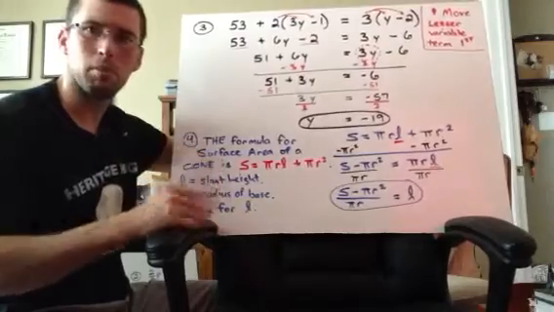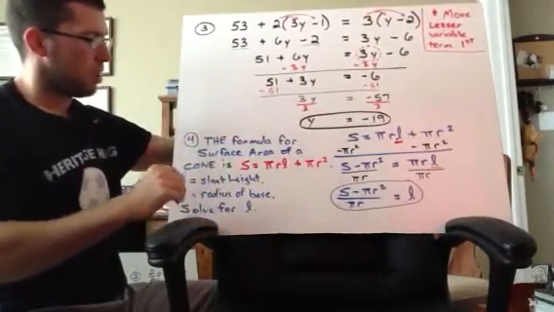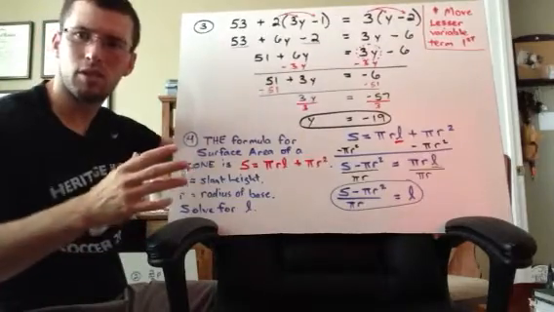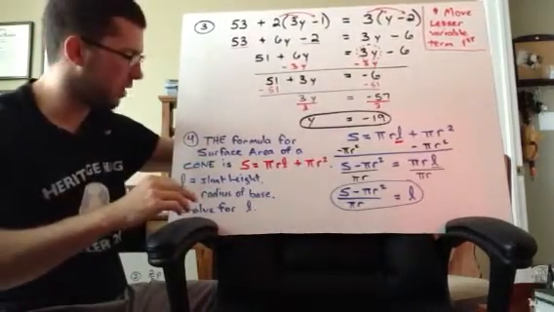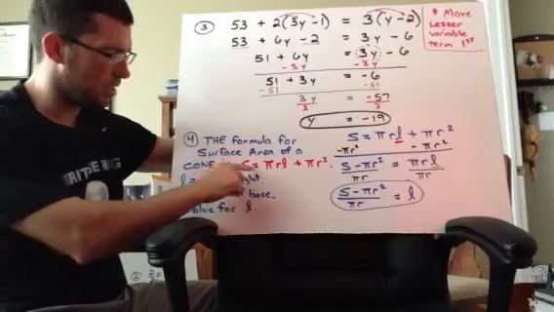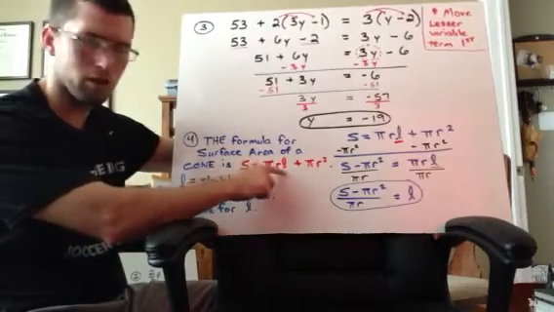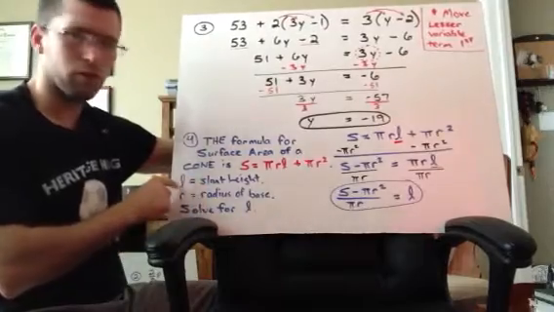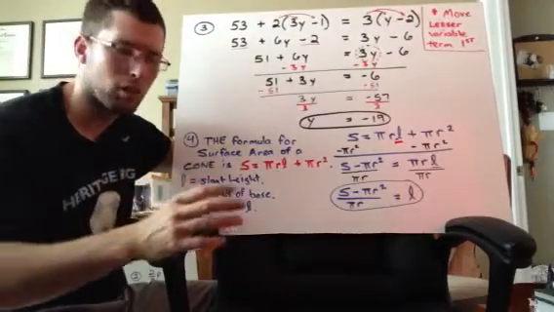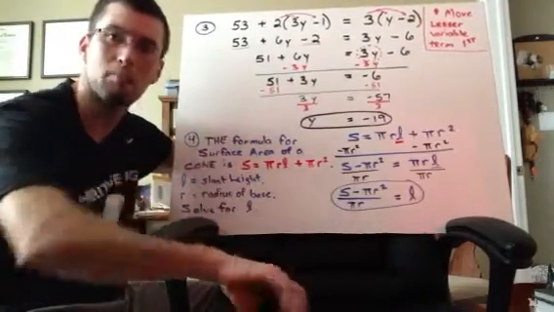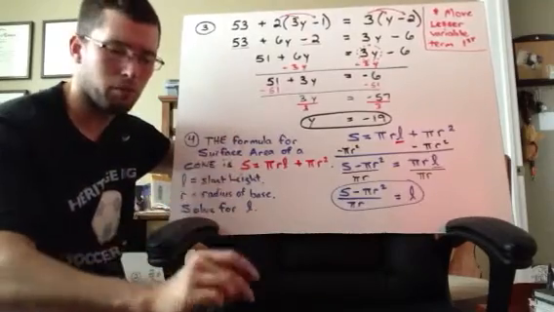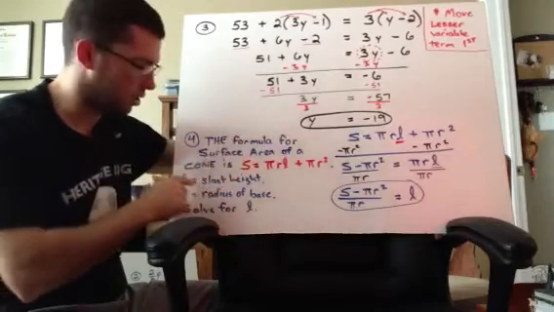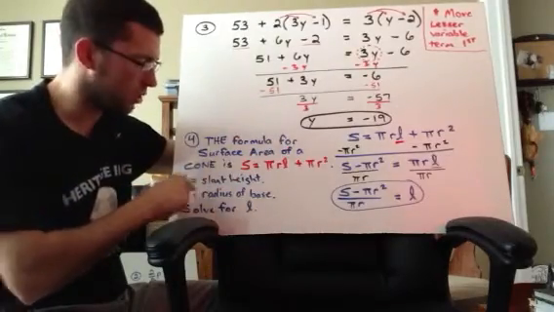The last problem, number 4. It says the formula for surface area of a cone, so think of some sort of ice cream waffle cone thing like that, is S equals pi r L plus pi r squared. So the L stands for the slant height. If you can imagine an ice cream cone upside down on its base, the slant height from the base, that circle base, to the point, that's the cursive L. And then r is the radius of the base.